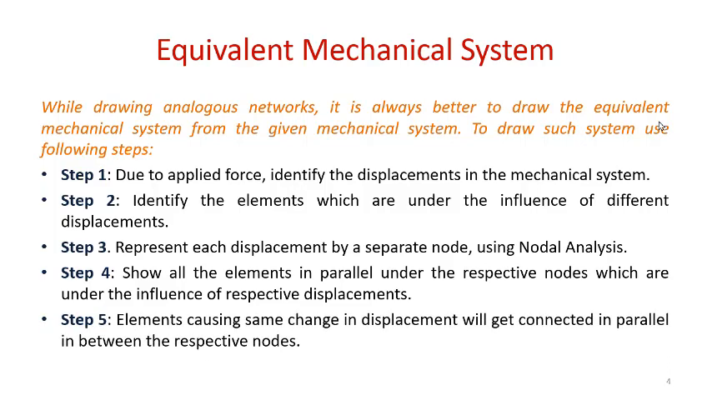Similarly, elements causing change in displacement will get connected in parallel in between the respective nodes. If there is a net change in displacement, then they will be connected in parallel in between the respective nodes. So these are the 5 steps which have to be remembered while drawing the equivalent mechanical system or a network of a mechanical system.